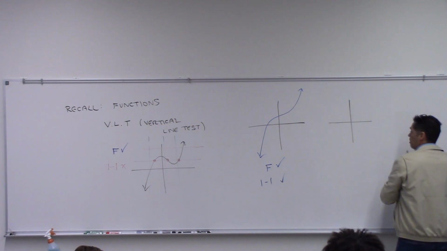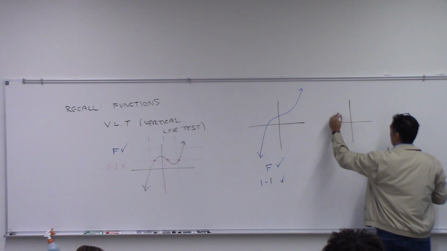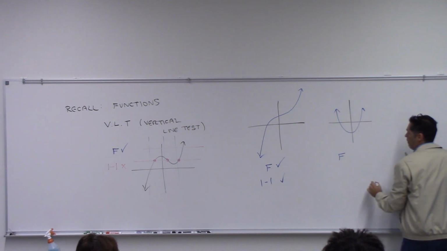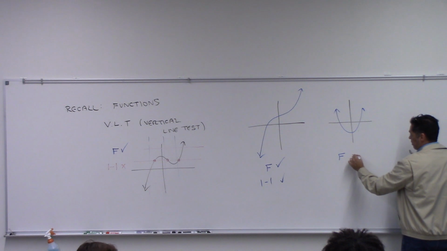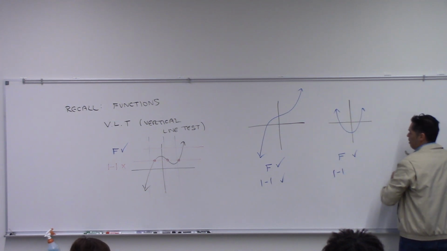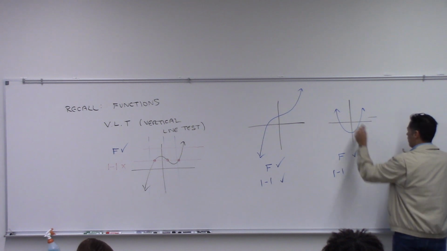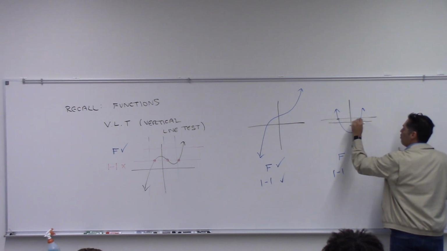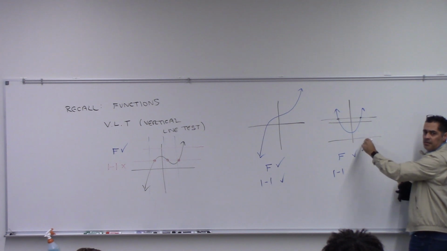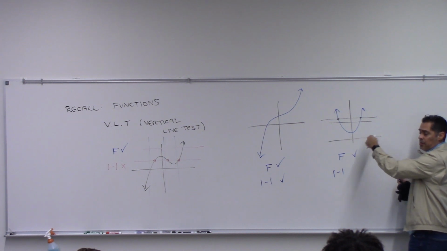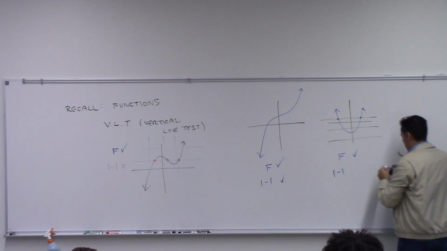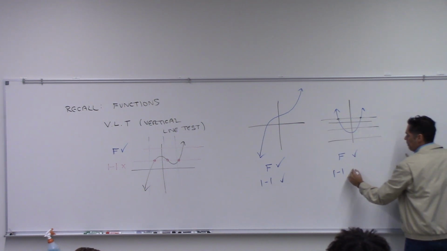How about a parabola? Function? Yes, it passes the vertical line test. Is it one-to-one? No, it fails. If I come across, I'll hit more than once. Now what about down here? I don't hit it at all. That's okay. It's okay to not hit the graph. If you hit more than once though, ever, then it fails to be one-to-one.